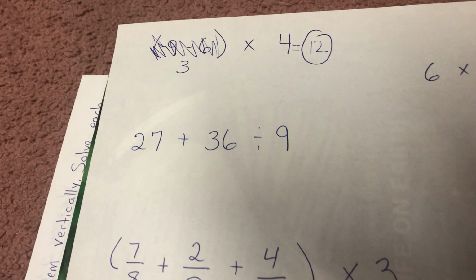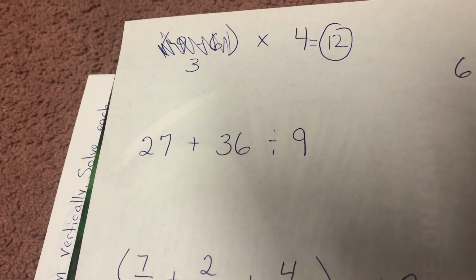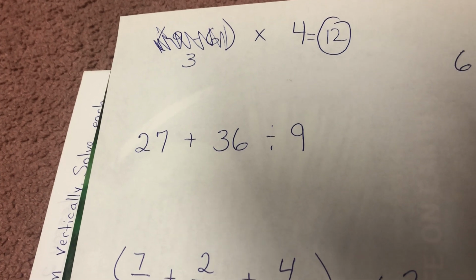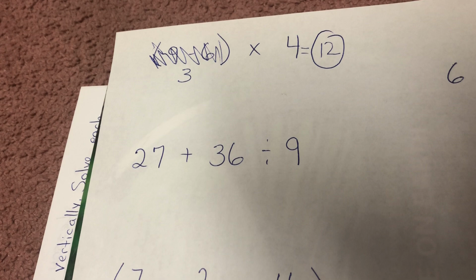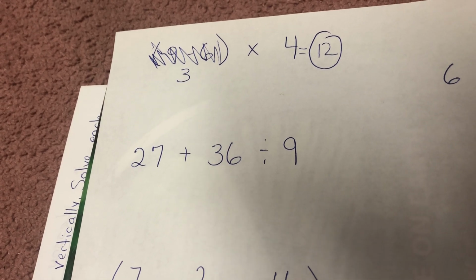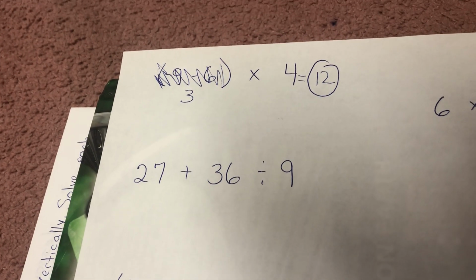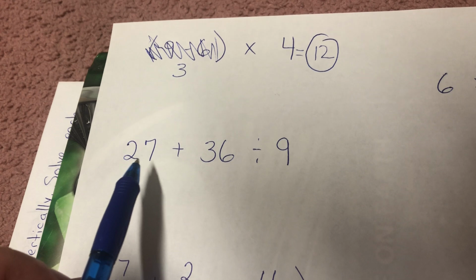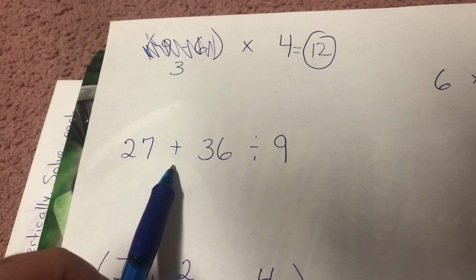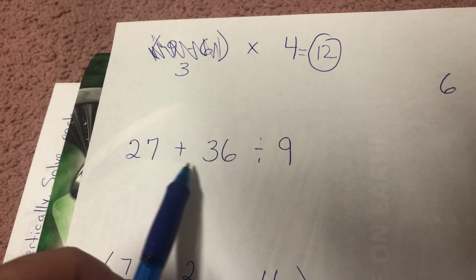Now, here we have a different problem. 27 plus 36 divided by 9. Well, there are no parentheses to clear, so I can skip that step. Next is exponents. Any clearing exponents? None of these numbers have exponents, so there's nothing to do there. And then it's multiply and divide left to right. So if I start way to the left, well, here's an operation sign, but that's a plus sign, so I'm going to skip over that because I'm looking for multiplication and division.